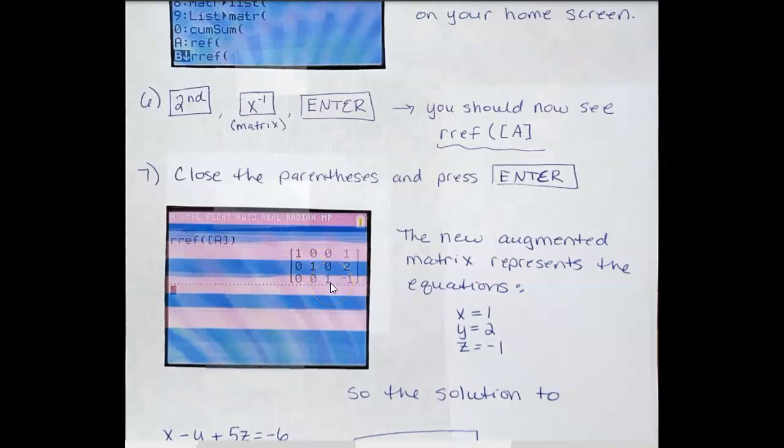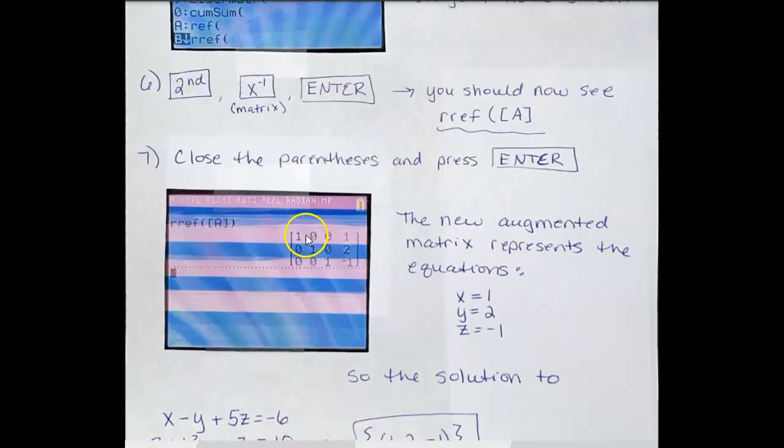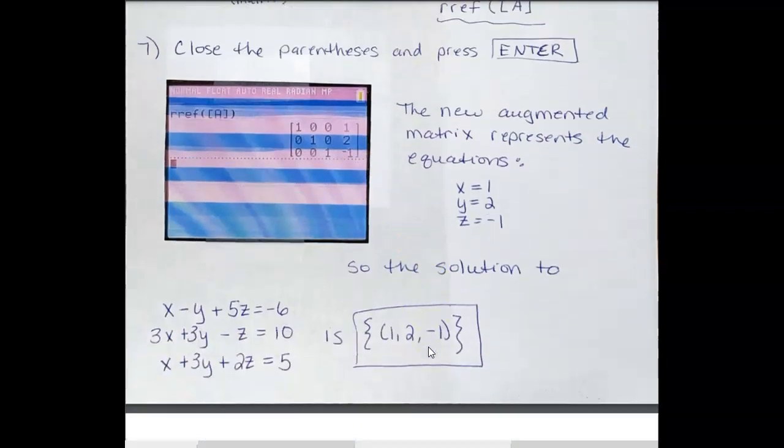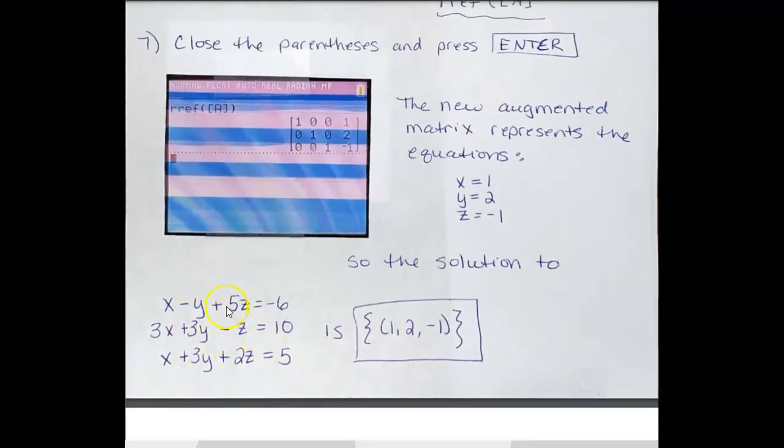on your home screen. So this new augmented matrix, 1, 0, 0, 1, 0, 1, 0, 2, and 0, 0, 1, negative 1, represents my equations, which are x equals 1, y equals 2, and z equals negative 1. We just translate the matrix back to equation form. So the solution to this system, this is the one we initially solved because the numbers I typed in were 1, negative 1, 5, negative 6, 3, 3, negative 1, 10, 1, 3, 2, 5. So that system has the solution set 1, 2, negative 1.